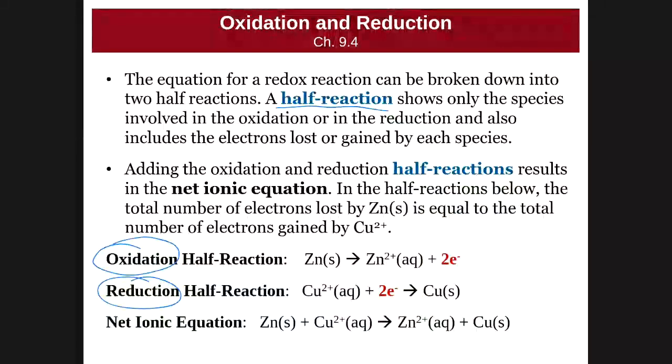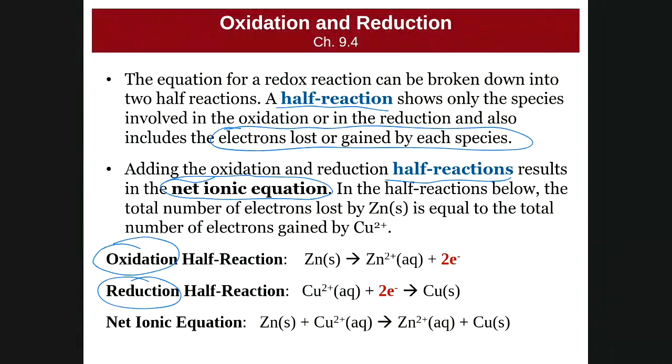And in these half reactions, this is where we see the electrons. So we don't see the electrons in the net ionic equation or even the balanced equation because they are not a chemical species. But in these half reactions, we can see the exchange of electrons. When you add the two half reactions together, that is how you get the net ionic equation.